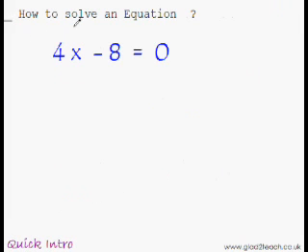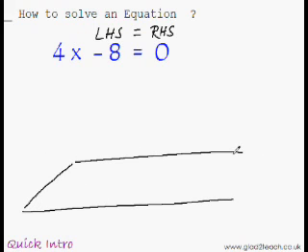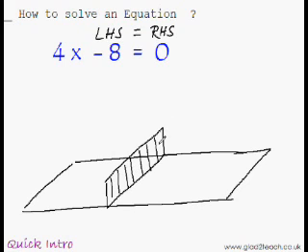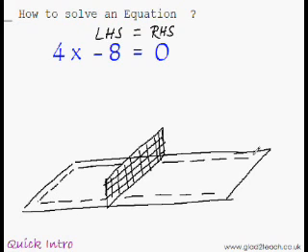So now tell me how to solve an equation. This is a linear equation, and any equation has two sides, LHS and RHS. LHS means left hand side and RHS means right hand side. Like a tennis court, it has two sides. See, the left hand side and the right hand side.